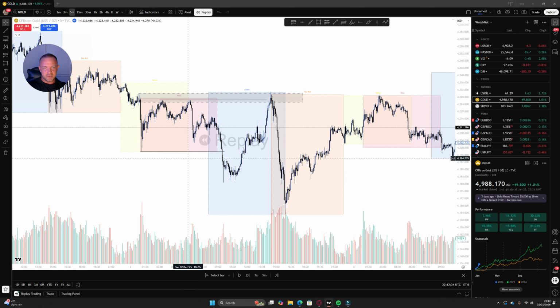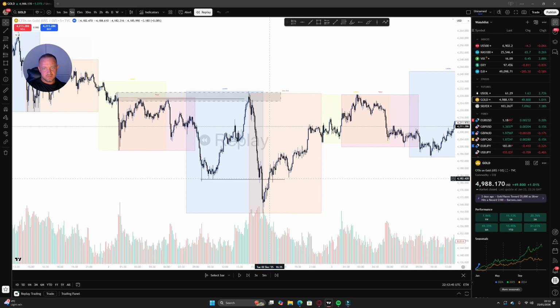So I wouldn't really get in a position here because it's already taken out the low. So the next area I would be interested in taking a trade is up here. Once this double top has been taken, you could easily get in a trade there and target that low.